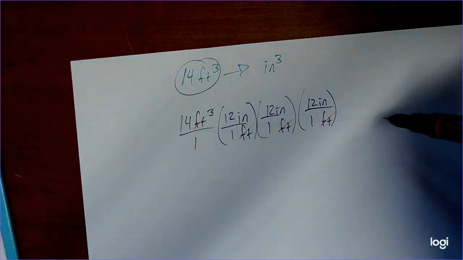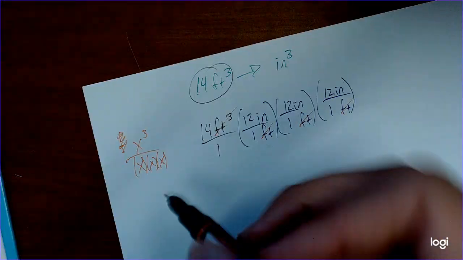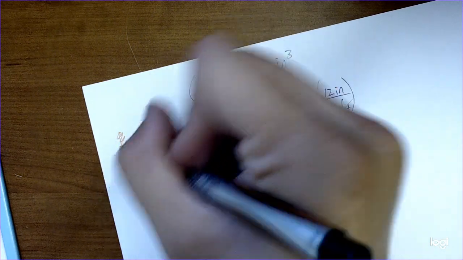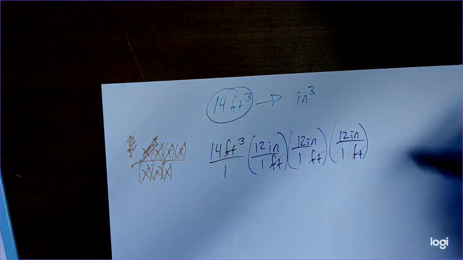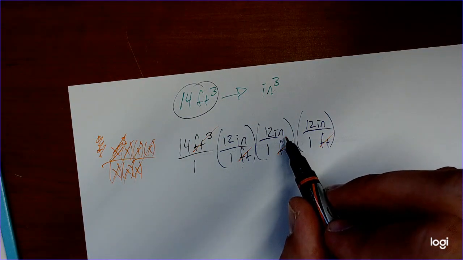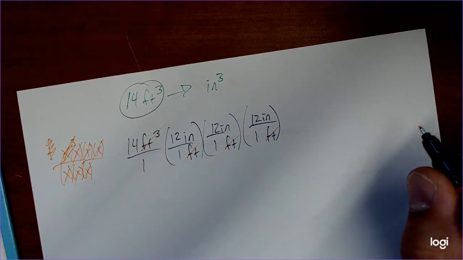So quick note, what's happening on this cross cancellation is, let me put it this way, if I have x cubed over x times x times x, well, I could rewrite x cubed as just x times x times x, which means that they all cancel. That's why we need 3 of them to cancel this feet cubed. Also, if I have inches times inches times inches, well, inches times inches is inches squared, times another inches is inches cubed.